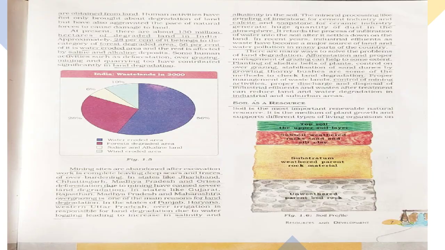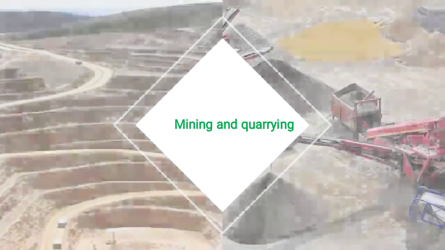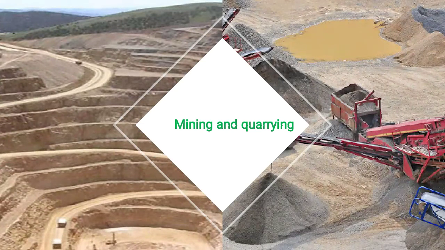Now coming to the mining sites. Here you can see the picture of how mining and quarrying happen. Both are not the same. For example, quarrying is like mining. Mining sites are abandoned after excavation work is complete, leaving deep scars and traces of overburdening. We already learned how mining and quarrying affect degradation. So these are the reasons for land degradation.